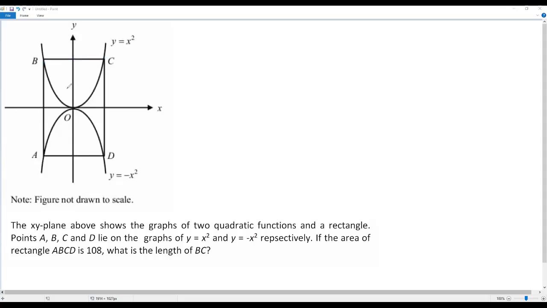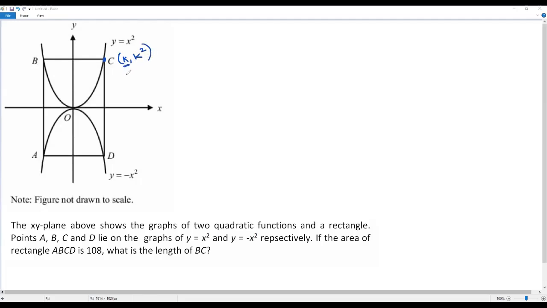For that, I'm going to consider the point C on the graph of y equals x squared. At the point C, let me consider the x coordinate as k. Then what is the y coordinate? To get the y coordinate, I have to plug in this x coordinate k into the equation of the graph. When I plug in x equals k, I get y equals k squared.